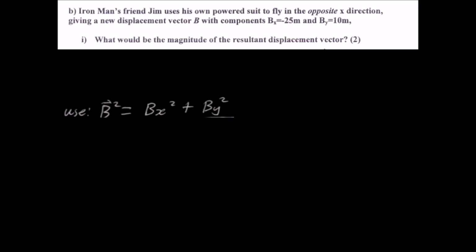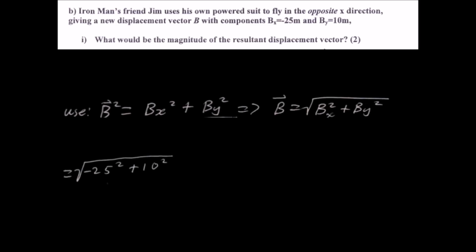So B squared is Bx squared plus By squared, as we saw before. So B becomes the root of Bx squared plus By squared. Substitute in, and of course we'll get 27 meters. The 27 meter displacement vector, what's the direction of that displacement vector? And remember, put this in terms of angle.